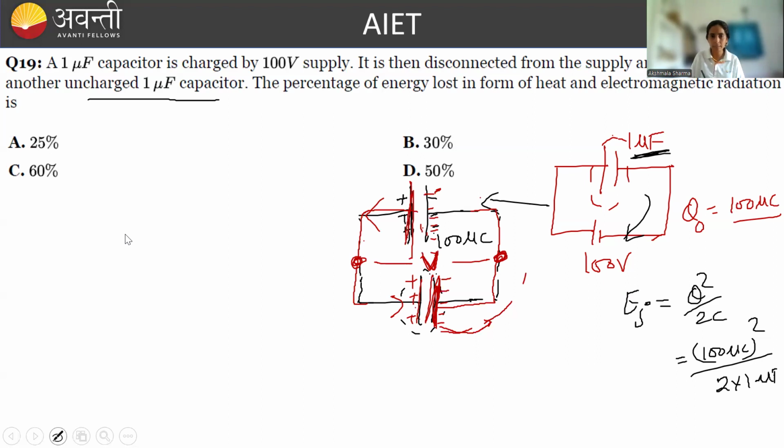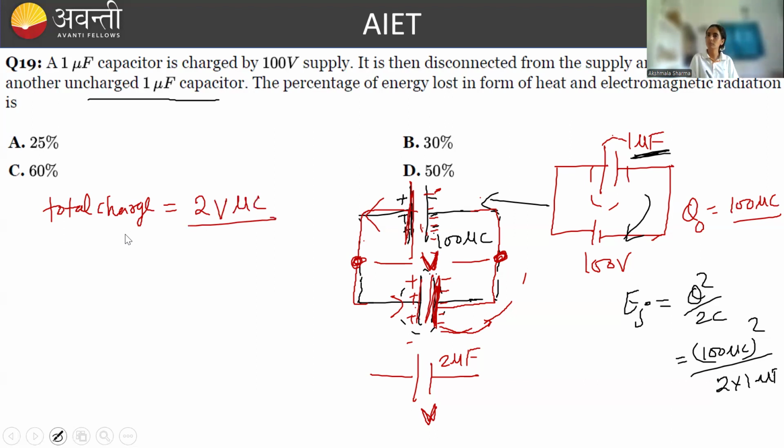Since they are in parallel, I am combining them and writing them as C equivalent. Their C equivalent will become 2 microfarad, and they will have voltage V. Now, what is the total charge finally? Total charge finally will be equal to 2V microcoulomb. And there will be no charge loss because charge is traveling from one plate to another. It is not going out of the system. So whatever charge was initially on the system, the same will be finally on the system.